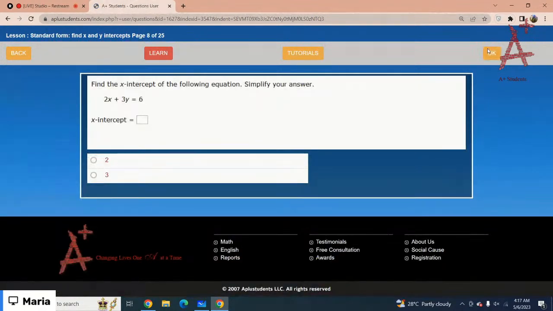Okay, the next one is 2x plus 3y equals 0. You need to calculate the x-intercept. So for the x-intercept, you need to put y equals 0 in the equation. It will be 2x equals 6 and x equals 3. So the correct option is 3.